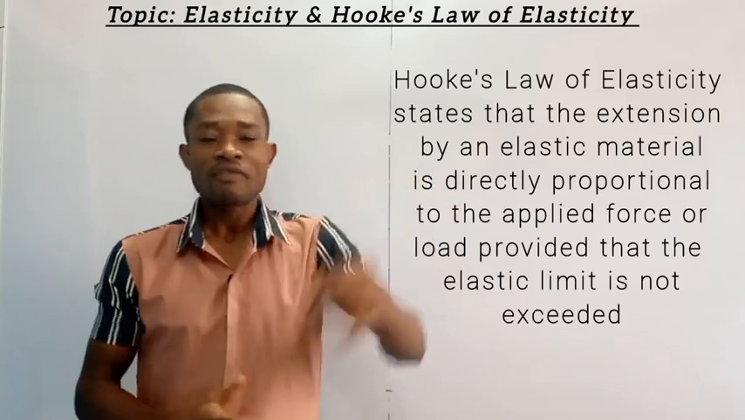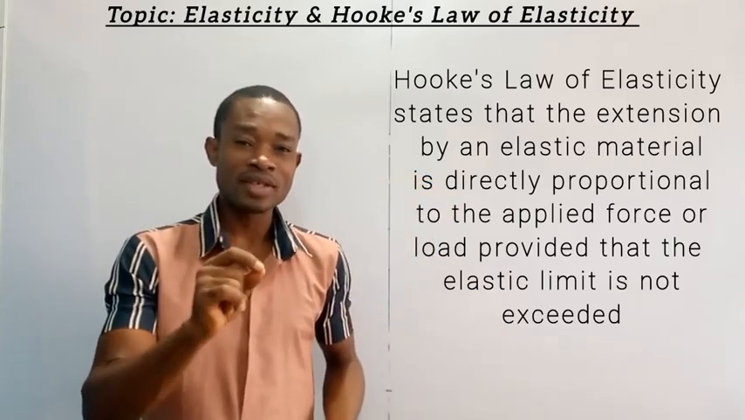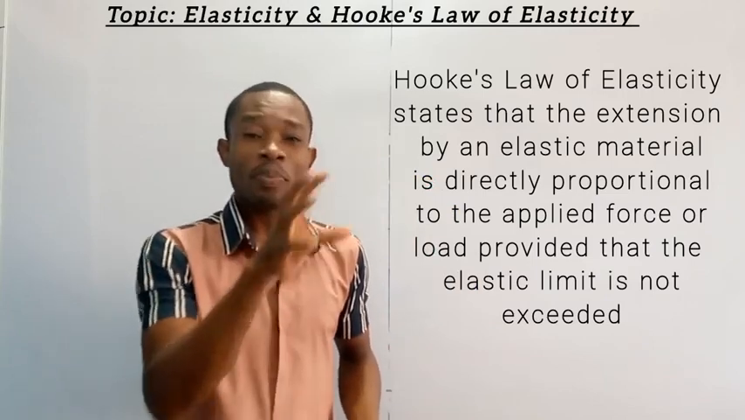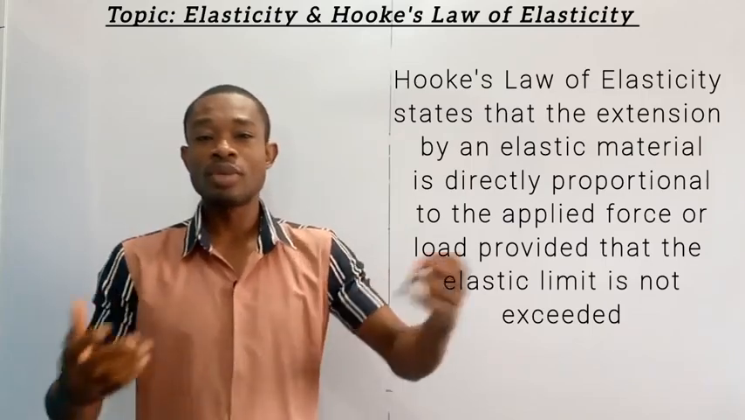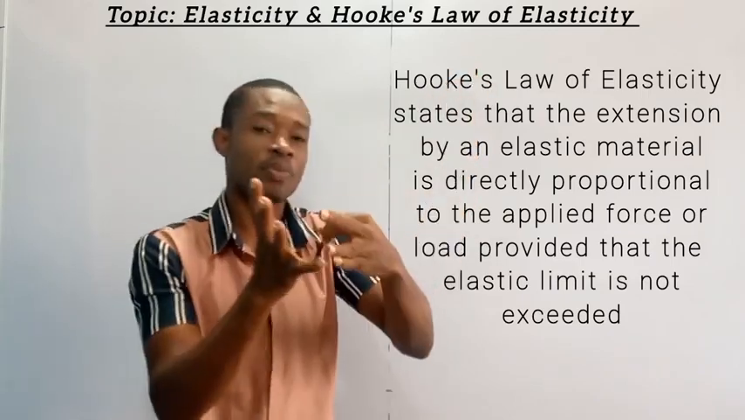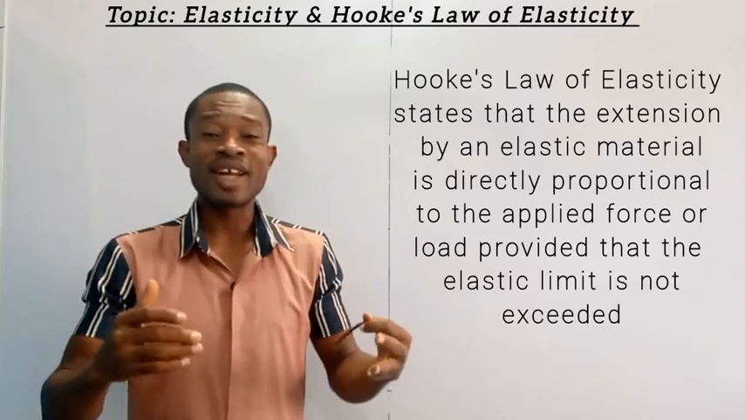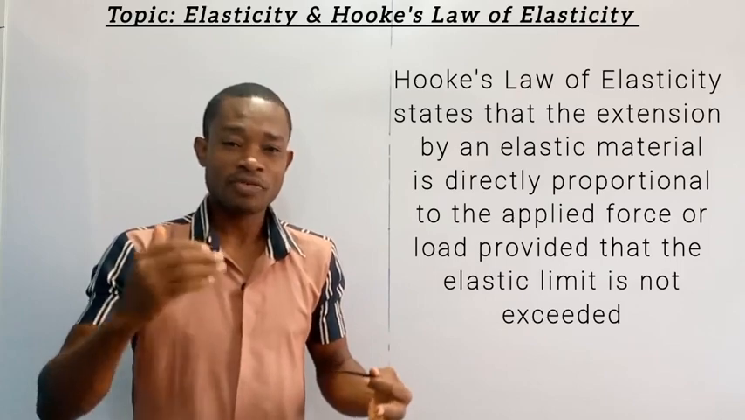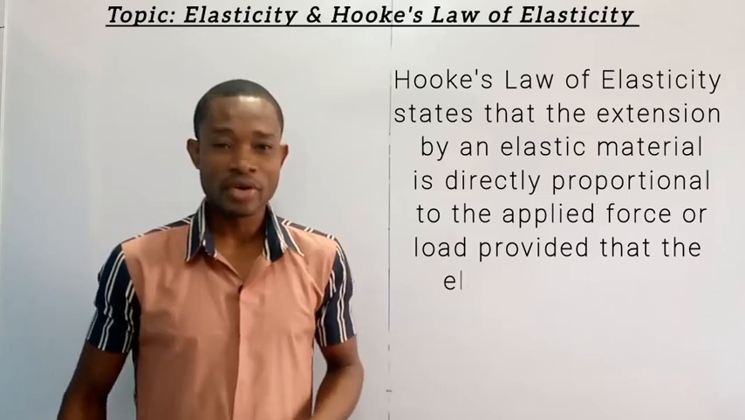And what does that mean? From our knowledge of mathematics, direct variation simply means that as you apply force and force is increasing, the extension that is going to be produced, or the compression as the case might be, because one might choose to compress an elastic material, will be directly proportional to the force. As force is increasing, the extension will also be increasing.